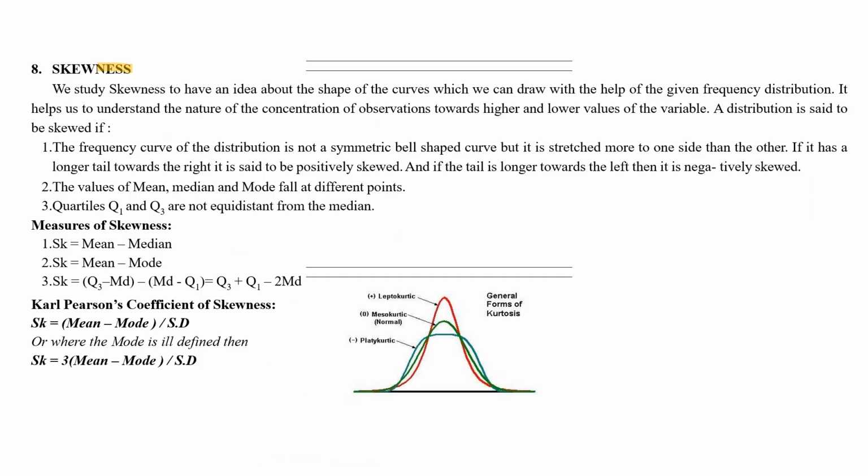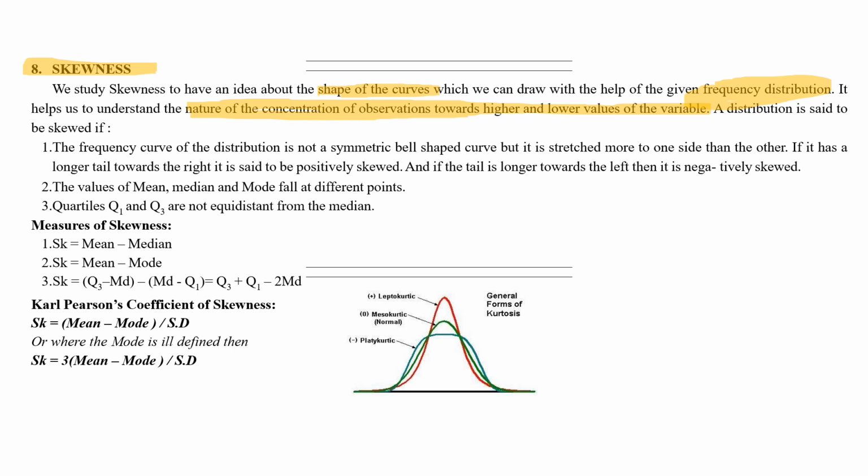Then skewness. Skewness is the study to have an idea about the shape of the curve, which we can draw with the help of the given frequency distribution. With the help of the frequency distribution we prepare the curve, and skewness tells us what shape the curve takes. It helps to understand the nature of the concentration of observations towards the higher and lower values of the variable.